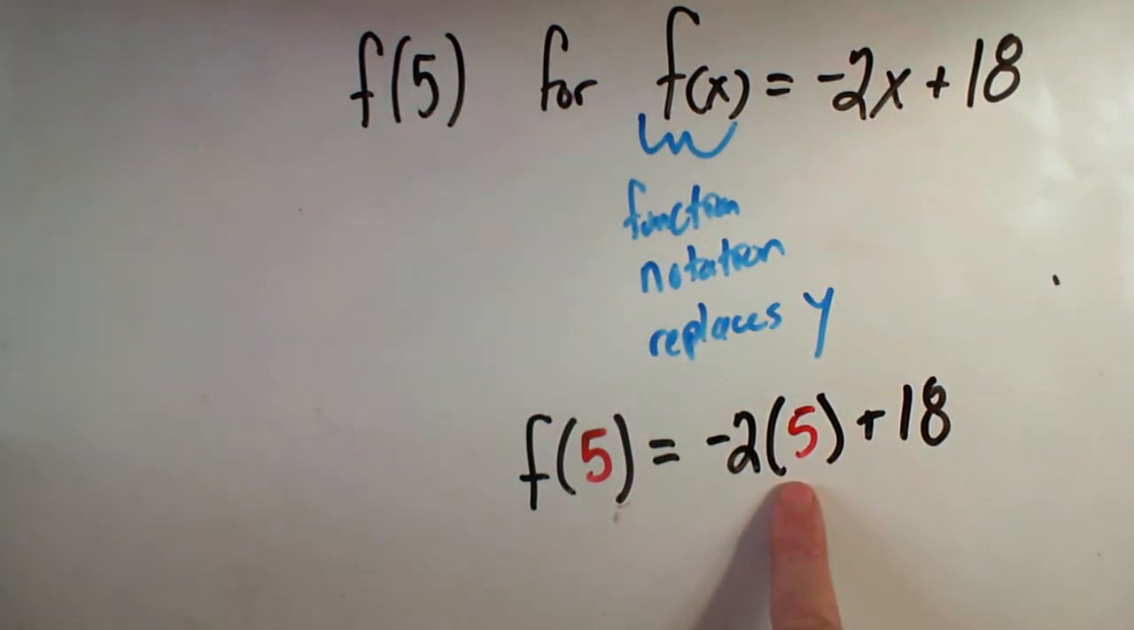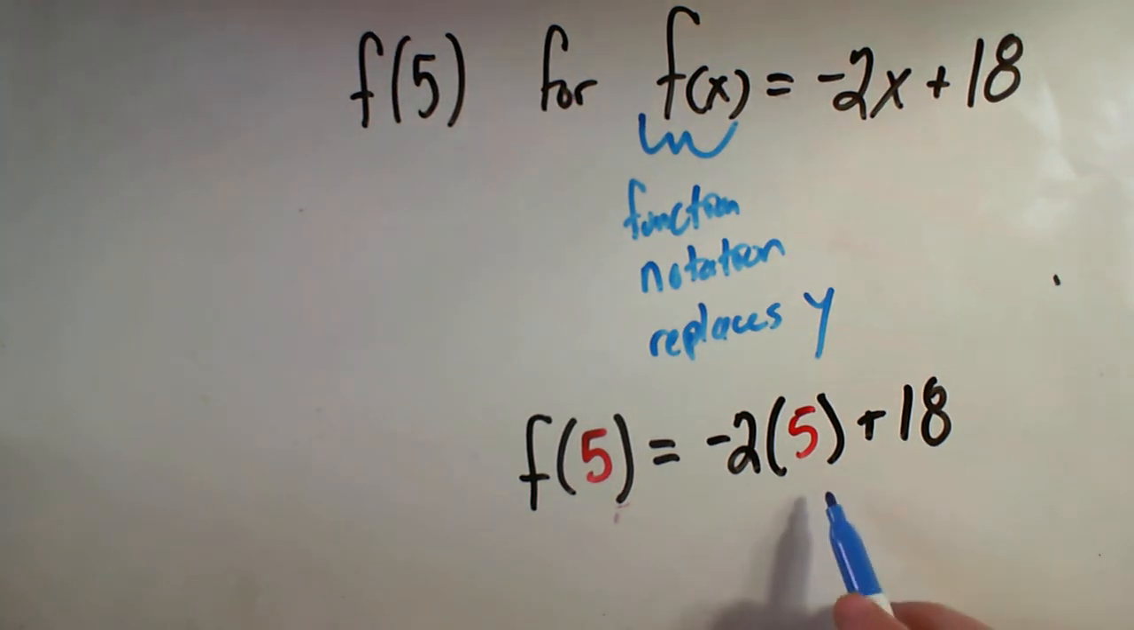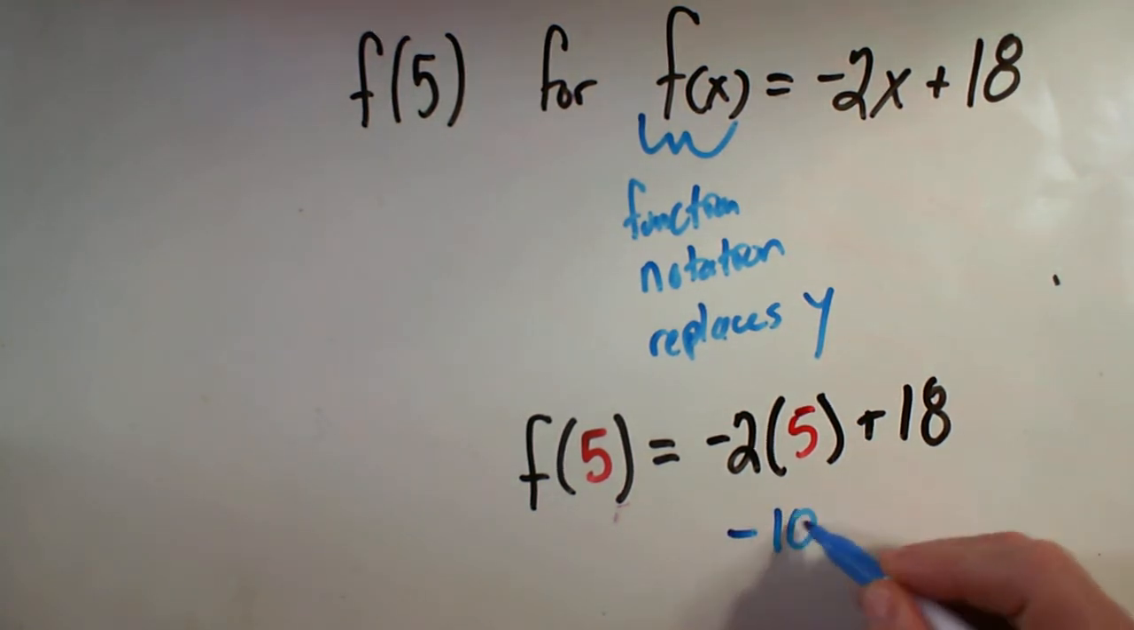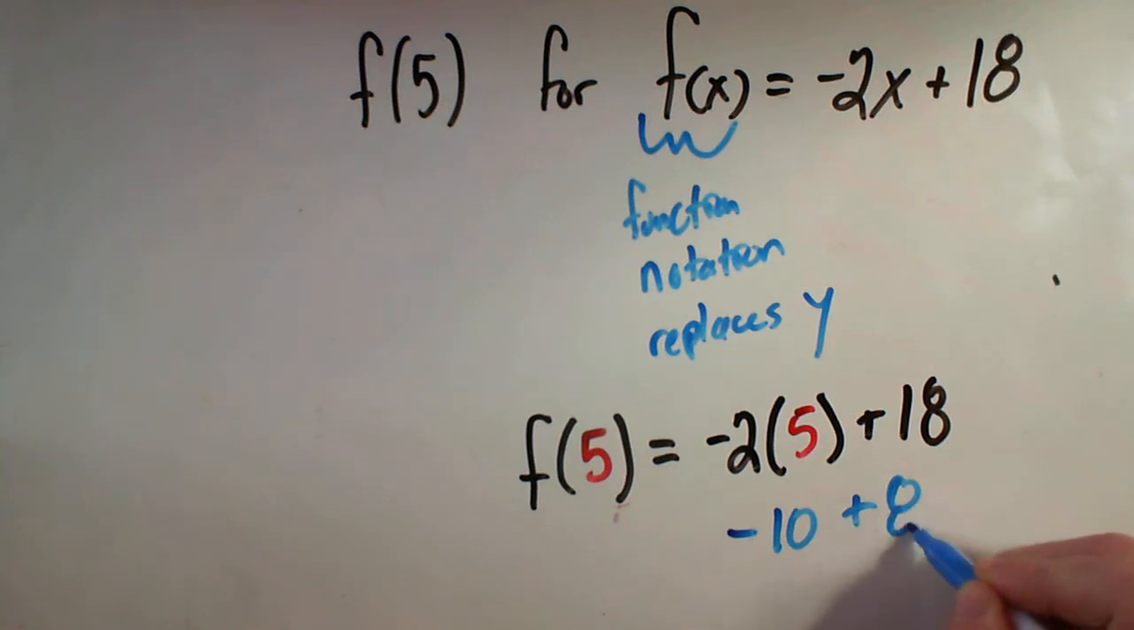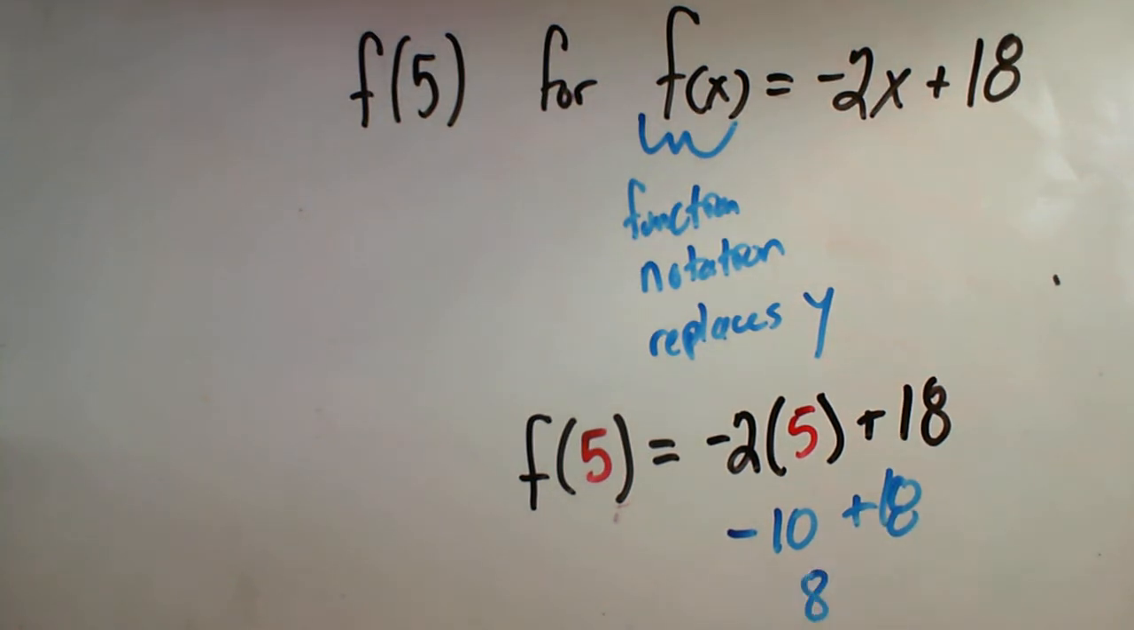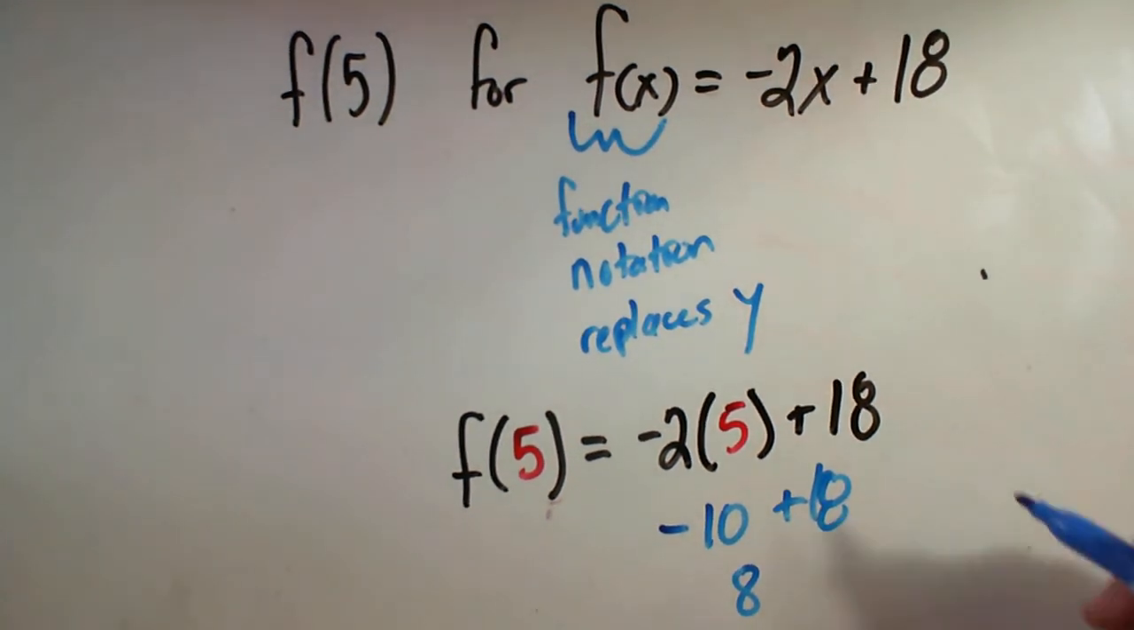Now notice where there was an x, we replaced that x with a 5. And so anywhere in the function that we had an x, we also replaced that with a 5. Then you just do the math. So -2 times 5 is -10 plus 18 would give us 8. And what that tells us is the point 5, 8 is on the function.